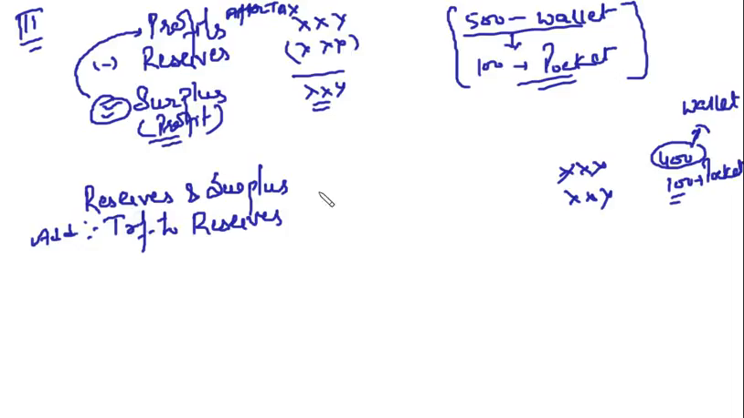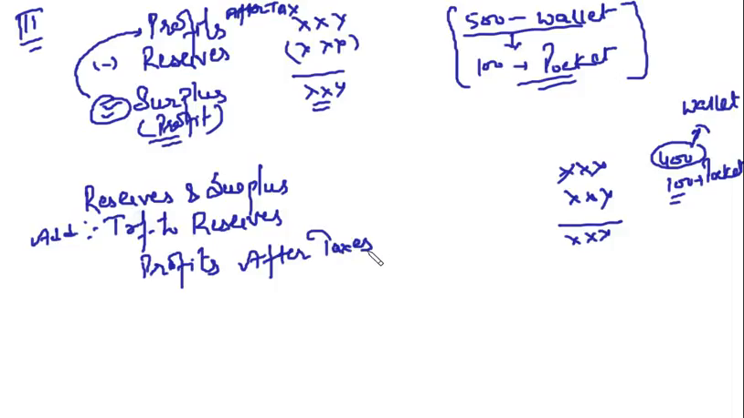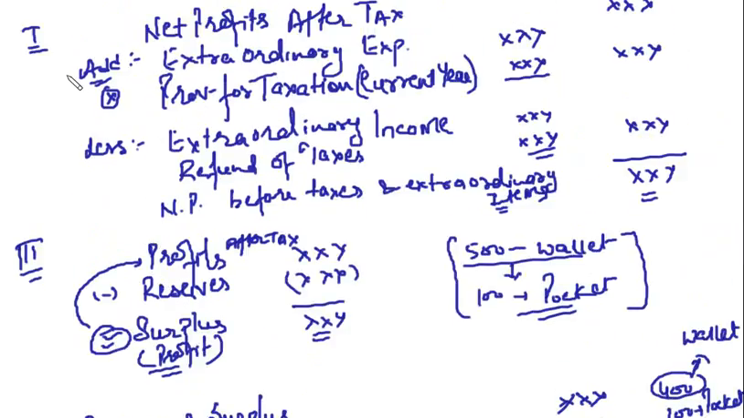Similarly, we have reserves and surplus. We add back transfer to reserves. What we get is profits after taxes. Because the reserves would be created out of the profits after taxes only, right? Whatever the actual amount is coming to our pocket, we will create the reserves out of that only, right? So these are profits after taxes. Now you know what you have to add and subtract.